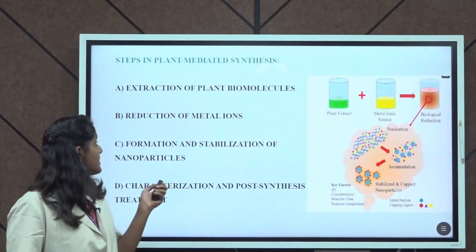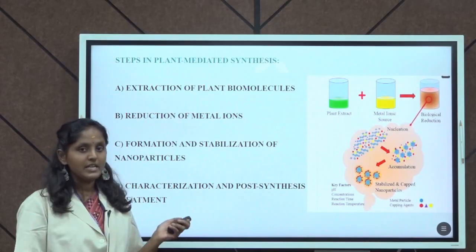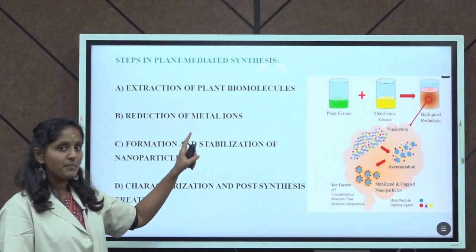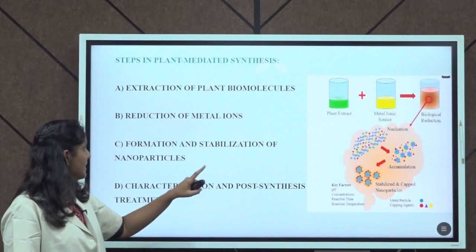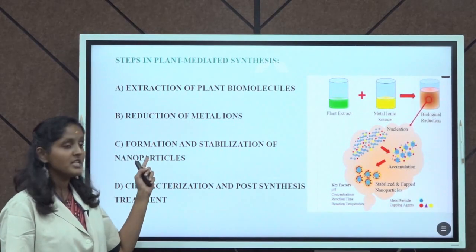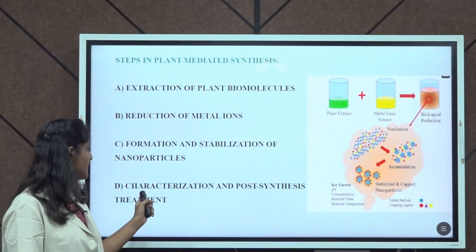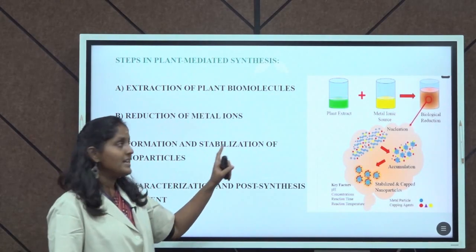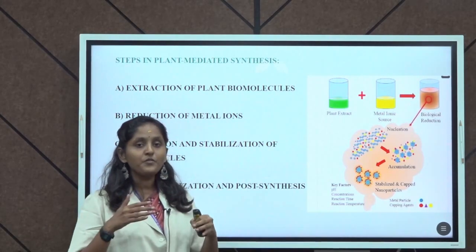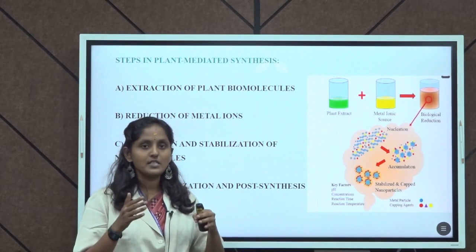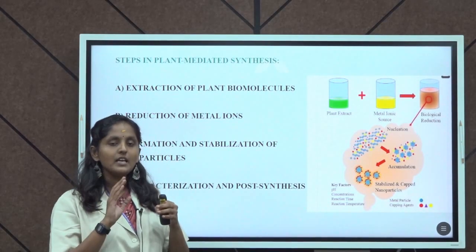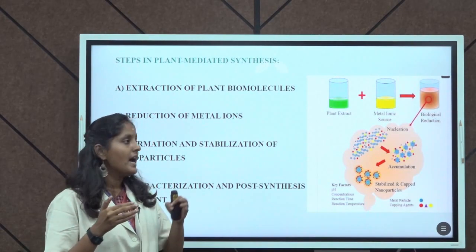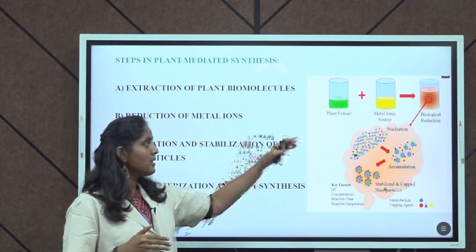So these are the steps that come under the plant mediated synthesis. Firstly, extraction of plant biomolecules from the plant extract, and the next is reduction of metal ions, and the next step is formation and stabilization of the nanoparticles, and the final step will be characterization and post synthesis treatment. So firstly, plant extract is prepared. The type of plant and the material that we are using is to our choice. We choose the plant material and prepare an extract from it, and this extract is introduced into the metal ionic solution.